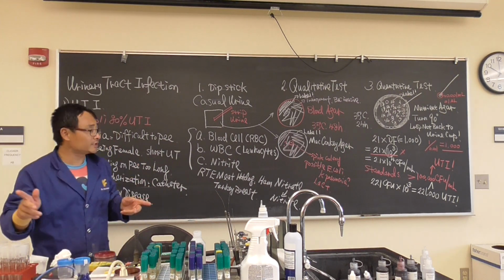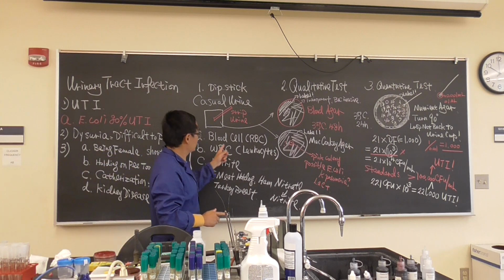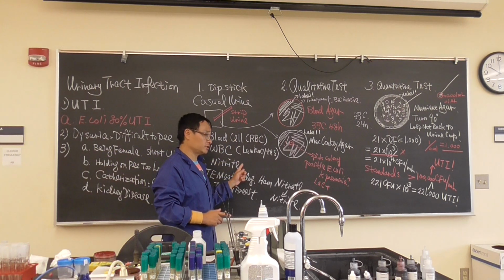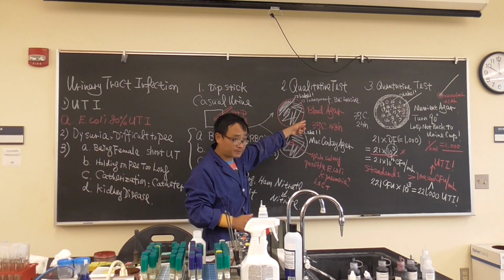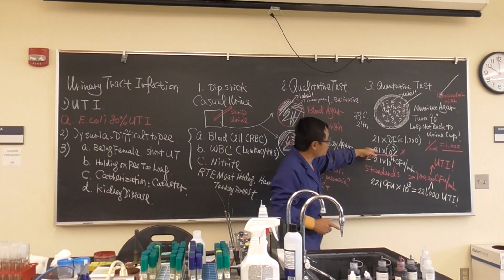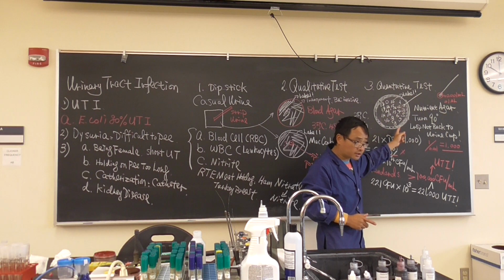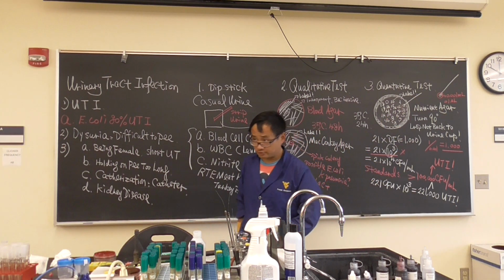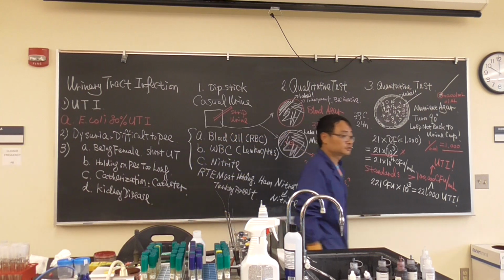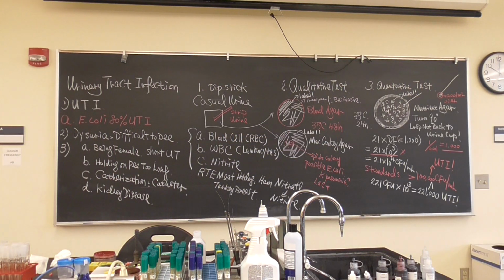Okay? The idea is that we want to see whether there is presence or absence of colonies on the MacConkey agar and blood agar, and whether your final number on the neutral agar is more than 100,000. If so, it's a UTI. Okay, good. So let's do it.